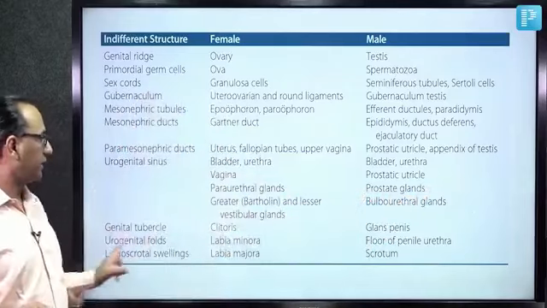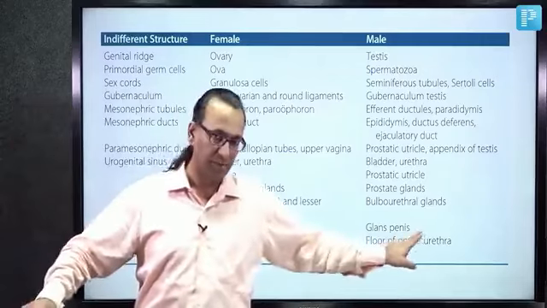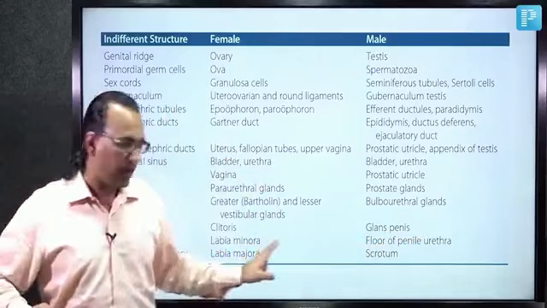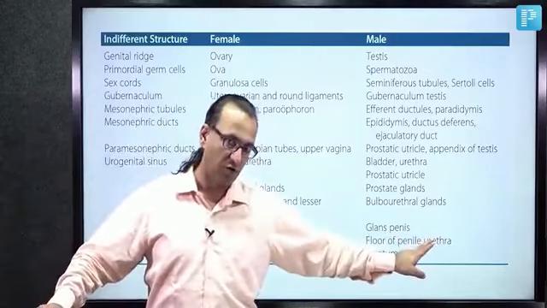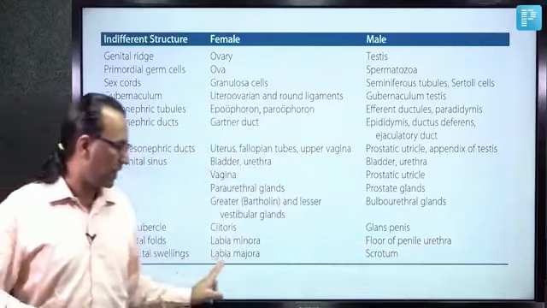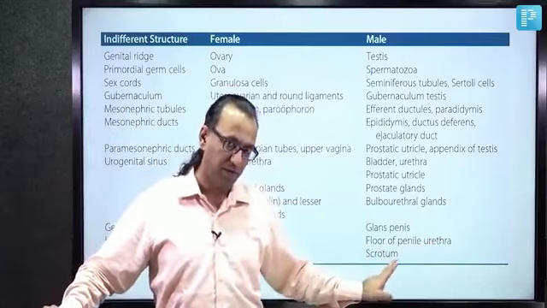Now, regarding the genital tubercle, in the external genitalia, we found clitoris in female and males have glans penis. The urogenital folds are going to form labia minora in female, and it is the floor of the penile urethra in male along with penile scrotal raphe. And if it is the labioscrotal swelling, genital swelling, then in female it is labia majora, whereas male will have the scrotum developing from there.